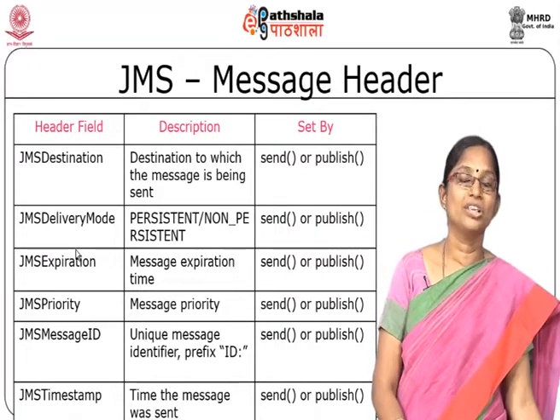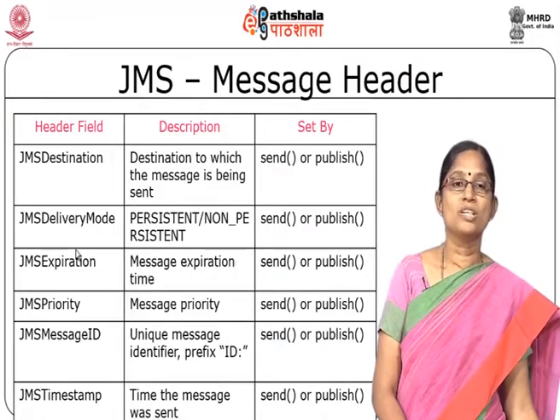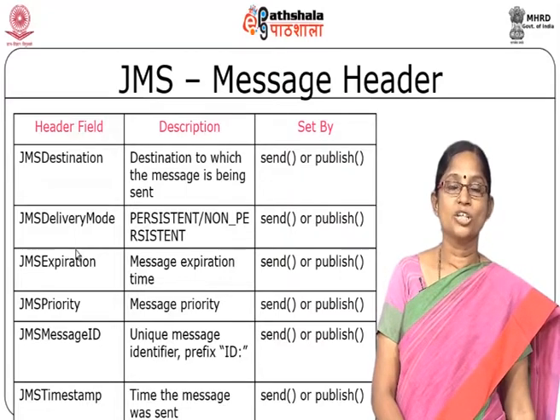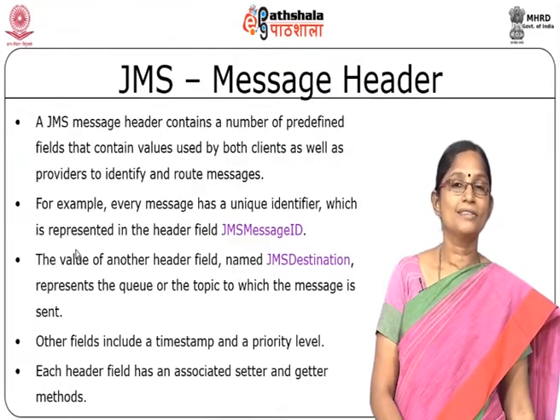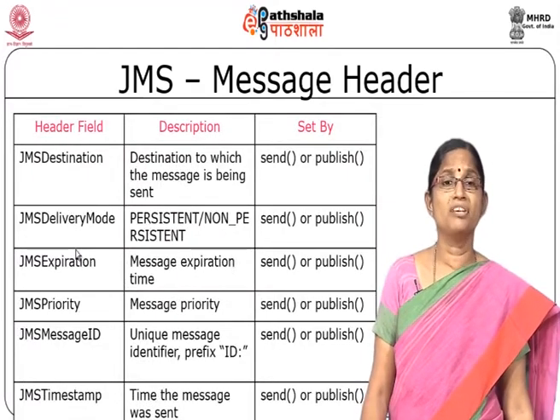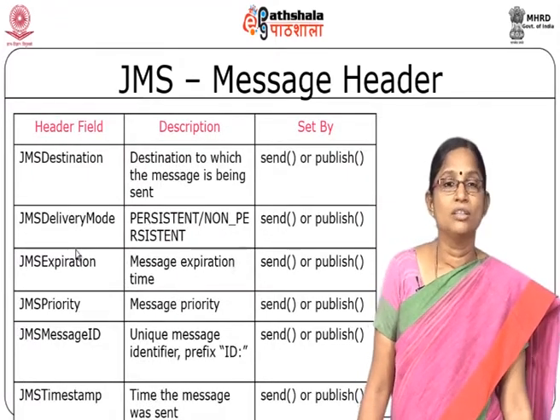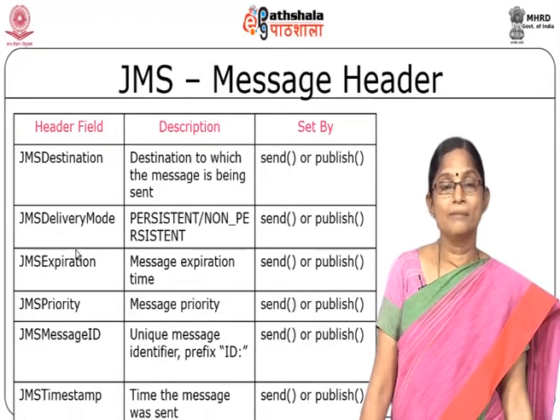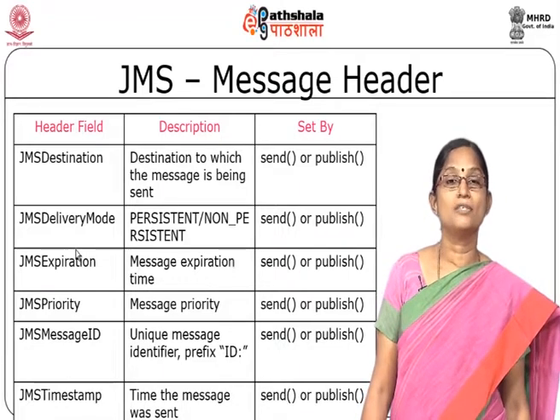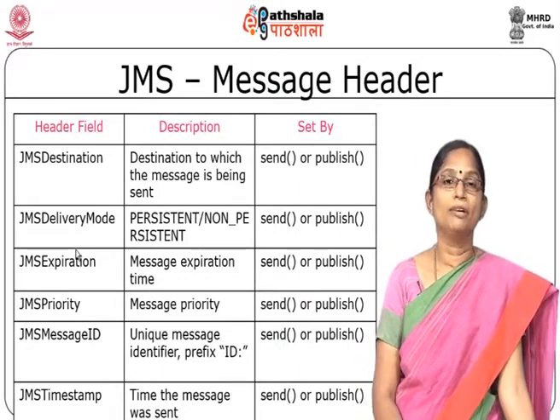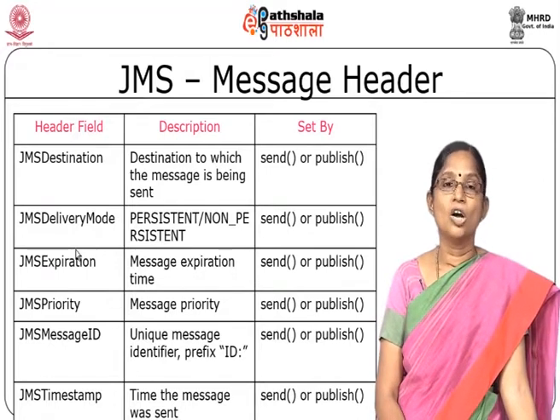Then priority we can set, that is done using the JMS priority header field, whether a high priority message or a low priority message. Then JMS message ID, which I told you already is a unique message identifier, and it should be prefixed by the term ID. Then JMS timestamp. Timestamp tells the exact time when the message was sent by the sender. So, all of these header fields can be set only by using the send method or publish method.